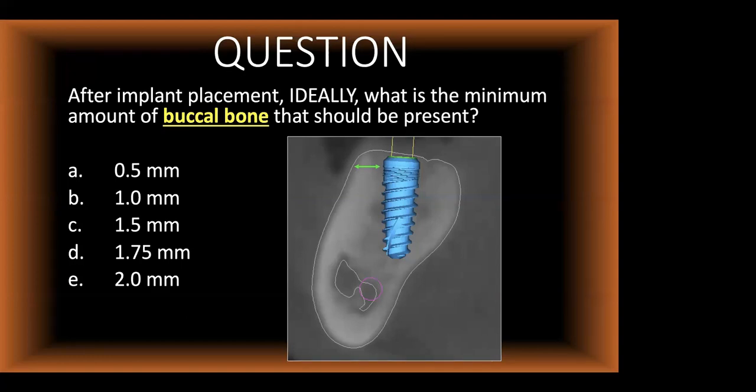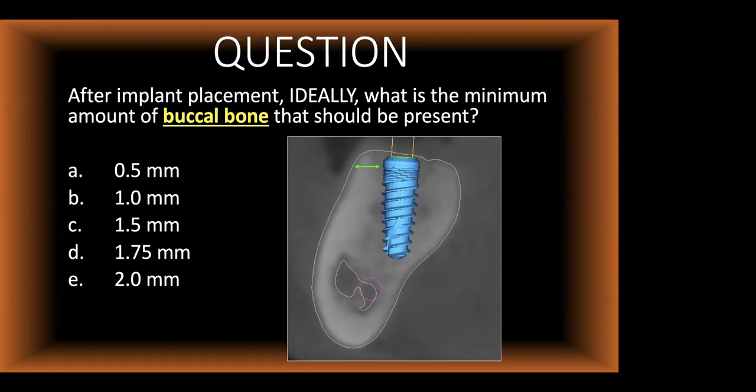So next question, after implant placement, ideally, what is the minimum amount of buccal bone that should be present according to the latest literature? 0.5 millimeters, 1 millimeter, 1.5, 1.75, or 2 millimeters. Please select an answer and press submit. And the answer, Robert. Okay, the 47%. Okay, so this has changed.